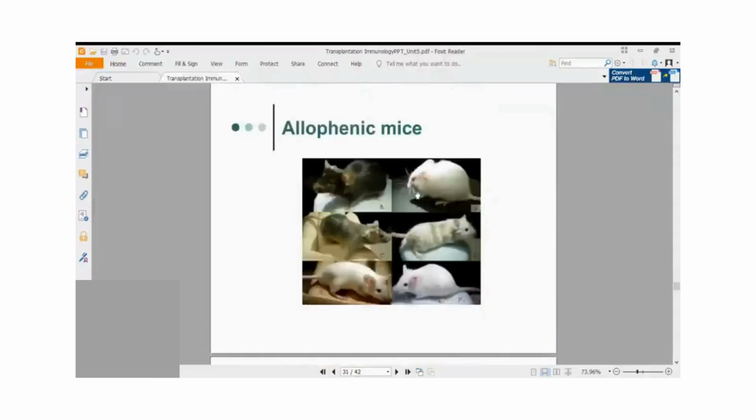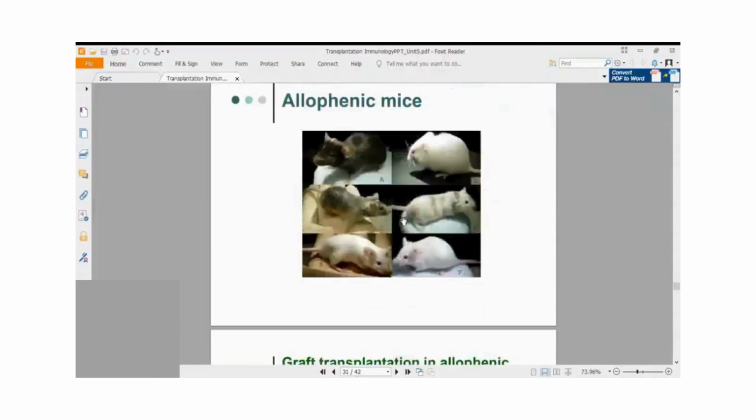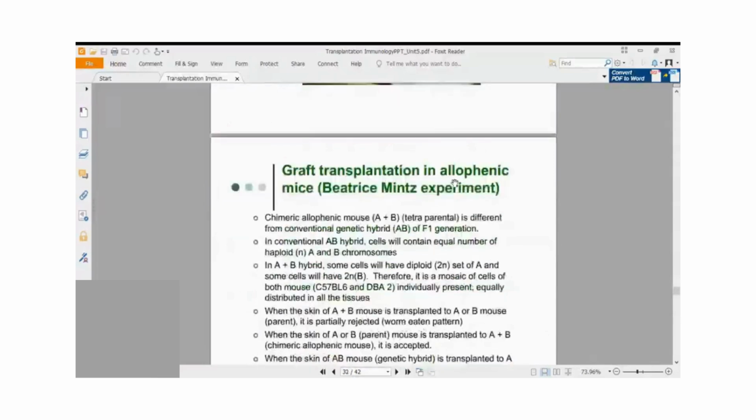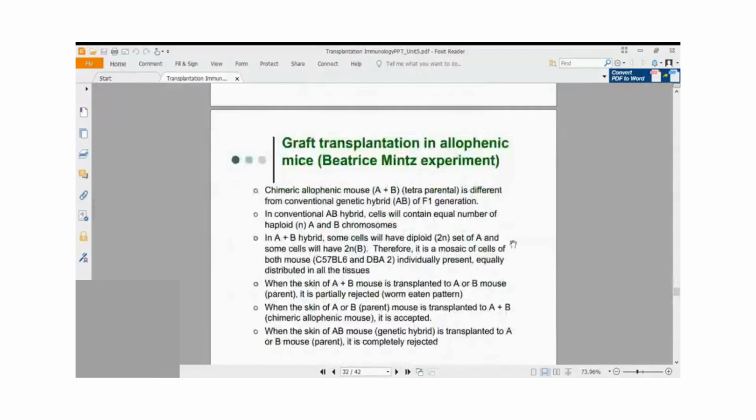Here are some of the examples. Black and white crossed. See the pigmentation in these mice. This is the allophilic mice. Now, what will happen when an allophilic mice is produced? Now you can do the transplantation experiment. You have A plus B. We will not represent that as AB. Why? Because the genetic constitution of A as well as B is expressed. This allophilic, chimeric mouse is represented as A plus B mouse.